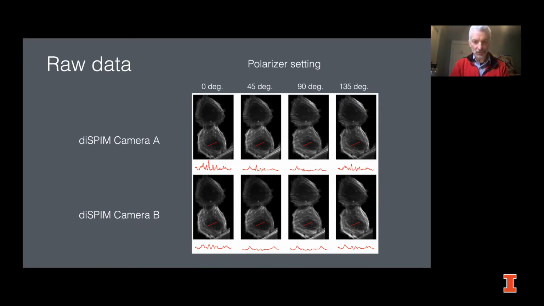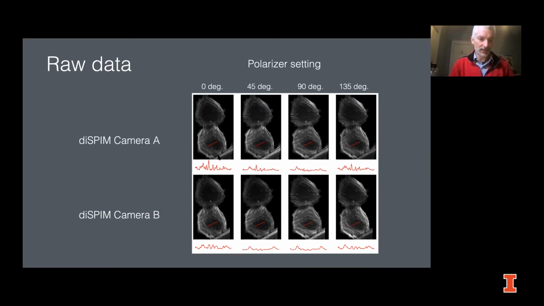There's not much to see here other than the fact that, as we change the polarizer setting, there are some local changes in intensity in different parts of the image because there are oriented structures here. We've labeled this structure with a dye that should bind to the actin filaments in a predictable way, kind of tangent to the actin filaments.